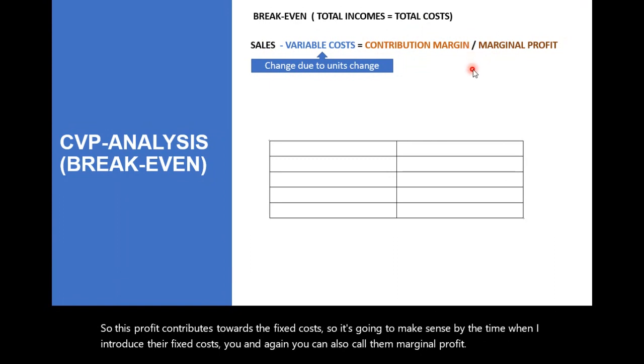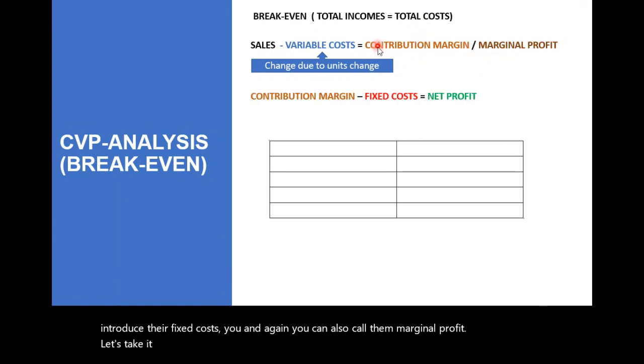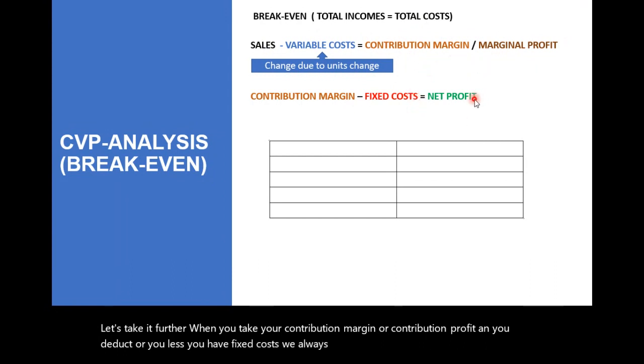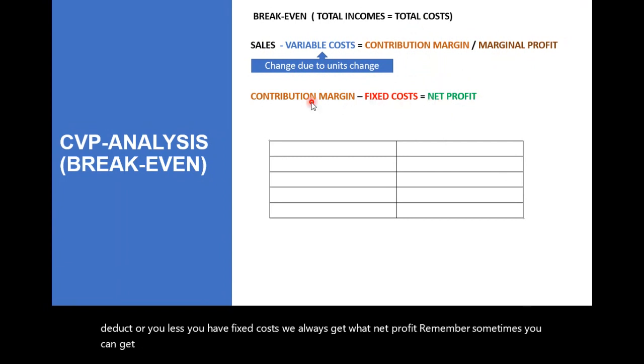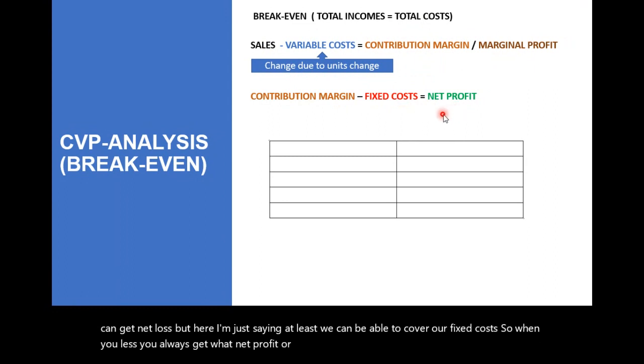Okay. Now let's take it further. When you take your contribution margin or contribution profit and you deduct or you less your fixed costs, we always get what? Net profit. Remember, sometimes you can get net loss, but here I'm just saying at least we can be able to cover our fixed costs. So when you less, you always get what? Net profit or sometimes net loss.